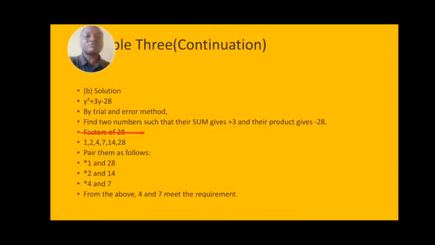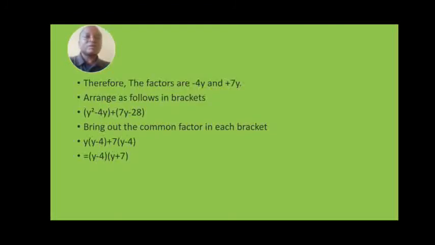Now of all these factors, the last pair meets our requirement, 4 and 7. Okay, but that is not enough, because we have to add the signs. We have to add the signs such that the middle number must be plus 3, and when you multiply them, it gives you minus 28. That is very, very important that you do. Now, therefore, the factors are minus 4y and plus 7y.